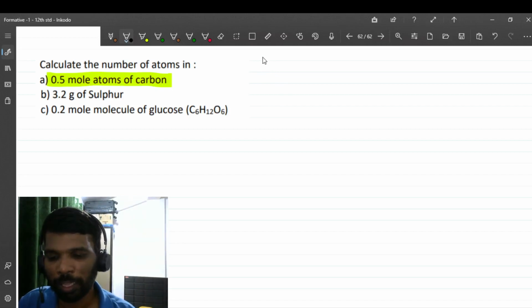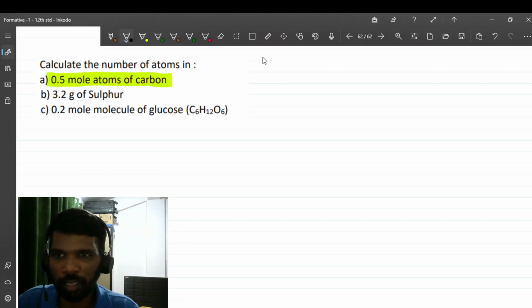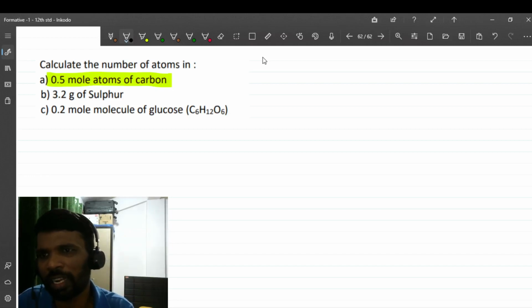Like when we say 1 dozen, that definition of 1 dozen is not only for apples or mangoes. It can be used anywhere, right? 1 dozen, I can say apples, mangoes, or notebooks, pens, cars. I can count with this. So mole is something which I can use for any kind of atom, any number of atoms. But it is a standard relation.